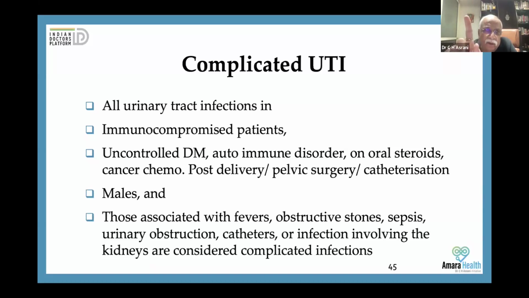If you do an ultrasound and you find 7 calculi in the kidney, which are not obstructing, no hydronephrosis, no hydroureter, non-obstructing calculi cannot give complicated UTI. The UTI is not related to the calculi. Patient with sepsis, obstruction due to stones or tumors, patient with catheter inside, or infection involving the kidney, pyelonephritis, which is an ultrasound diagnosis, are considered complicated infections.